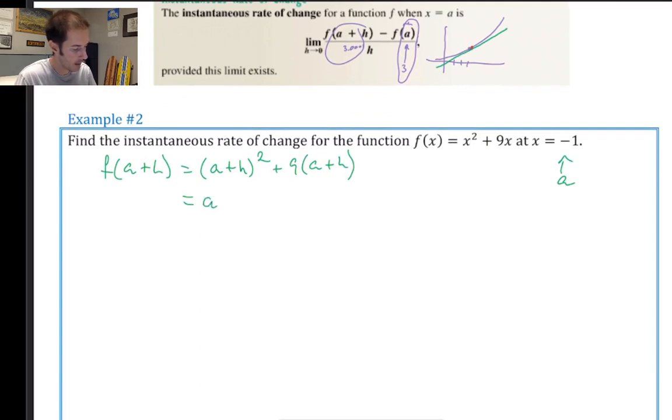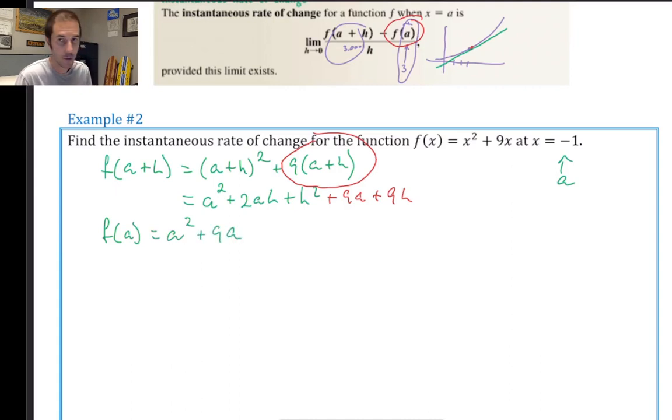If I FOIL and combine like terms here, I get a squared plus 2ah plus h squared. And then the second term, this term right here becomes plus 9a plus 9h. And we already know from the difference quotient, if you look at the top of your screen, we know what f of a is. That's going to be easy. F of a will equal a squared plus 9a based on our function, and h is h.